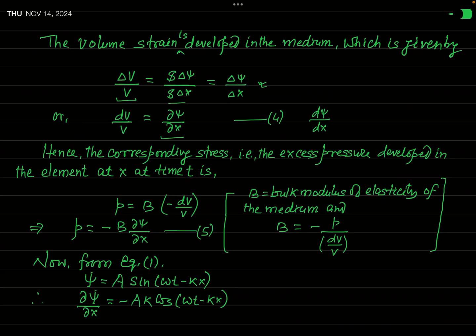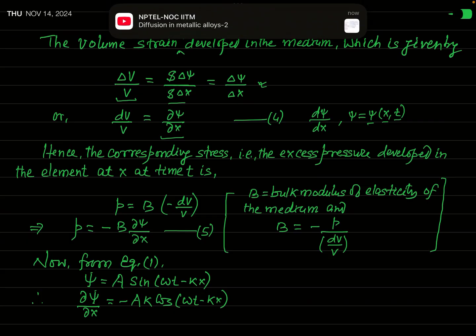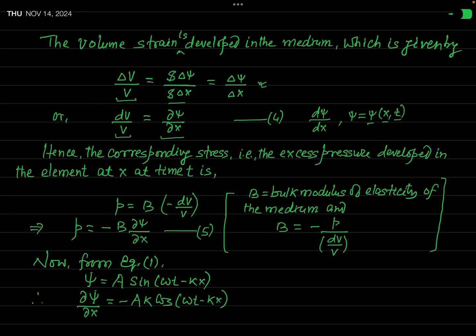Why? Can you say? Because psi is a function of two independent variables, x and t. So if you want to find the change in psi with respect to x, then you must take t constant, and so you must take the partial derivative. So the volume strain developed in this medium, dV by V, is defined as del psi by del x, and this is a well-known expression. I have taught you this fact earlier several times. So if you wish, you can write this expression directly, because you know that the volume strain developed is simply del psi by del x.